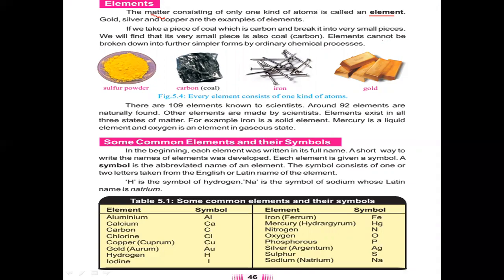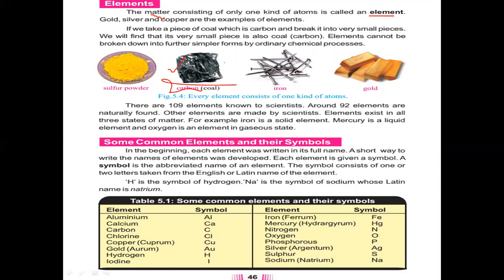Like here, there are lots of examples. So if you take a piece of coal and you break it, this is coal and it is made up of carbon. Graphite is made up of carbon. Coal is made up of carbon. Diamond is made up of carbon, but they are 3 different forms of carbon. But all that is due to the arrangement of carbon atoms in this matter.